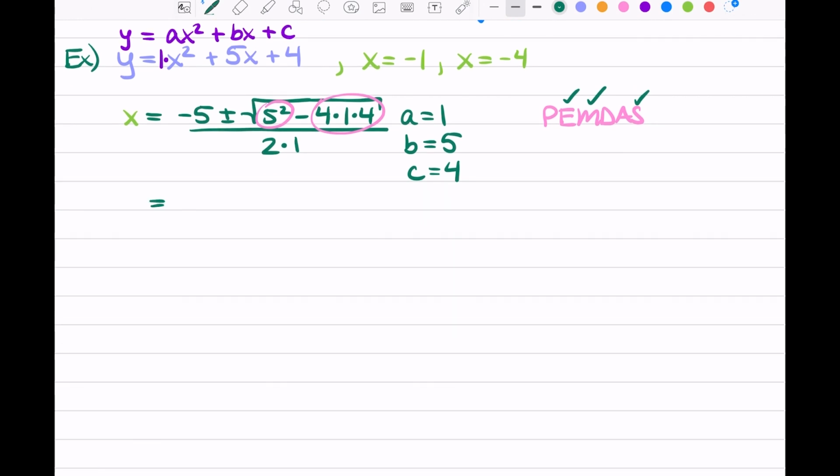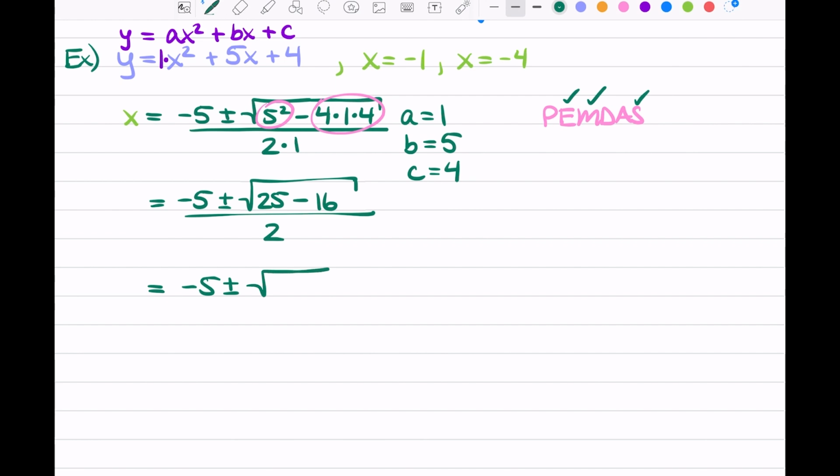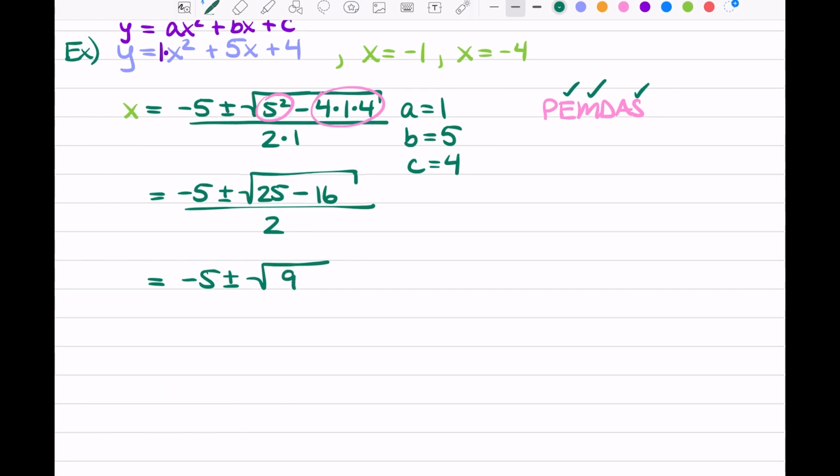We have -5 plus or minus, and 5 squared is 25, and 4 times 1 times 4 would give us 16. And on bottom, we have 2 times 1 equals 2. That leads to -5 plus or minus the square root of 25 minus 16 is 9. And all of that is over 2.